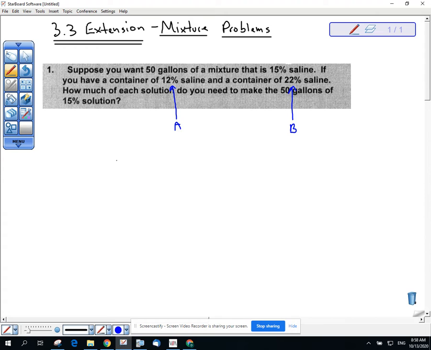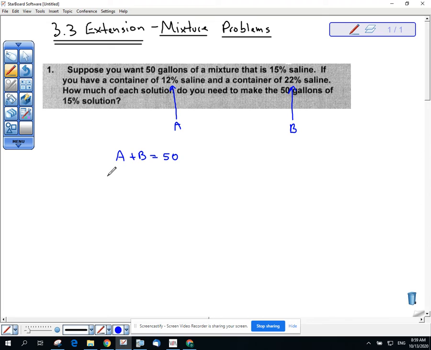So the first of the 2 equations is really easy. We know we want those to add up to 50. We do need to come up with 2 equations so that we can solve a system. The first one's easy because there are 2 solutions. The variables are in gallons and they need to add up to 50. We want a 15% saline solution and we want 50 gallons of it.